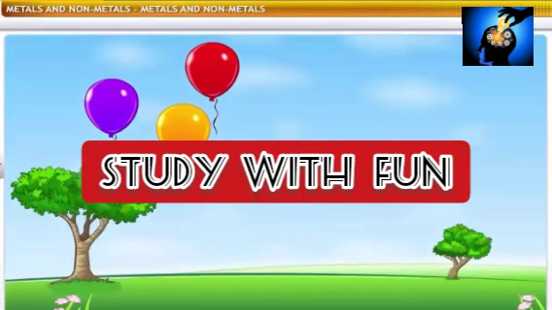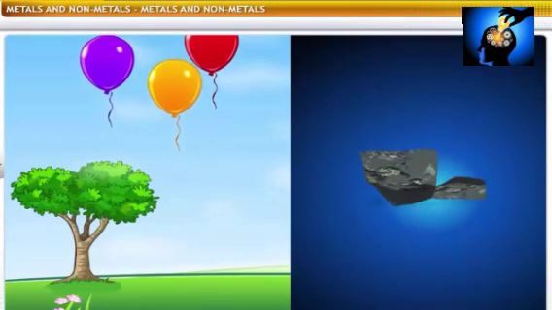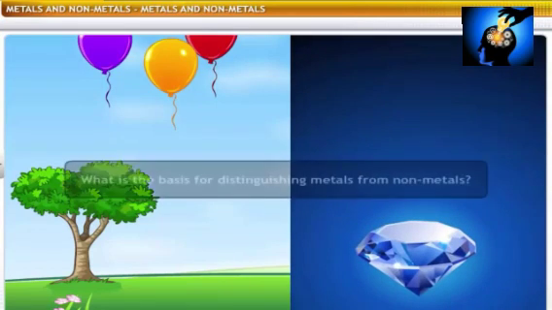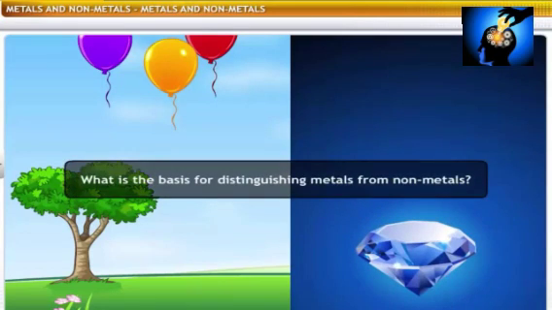Helium, which makes balloons fly, and the carbon that constitutes diamonds are non-metals. What is the basis for distinguishing metals from non-metals? To understand the scientific basis for this classification, you need to examine the physical and chemical properties of metals and non-metals.